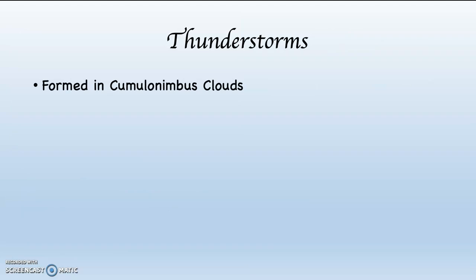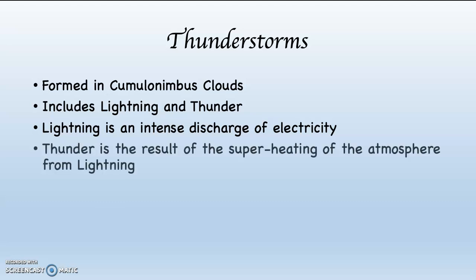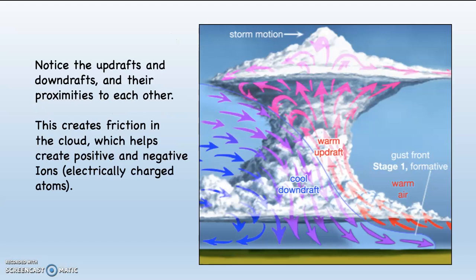Thunderstorms are formed in cumulonimbus clouds. They include lightning and thunder. You do not get thunder without lightning. You have to have lightning to have thunder. Lightning is just an intense discharge of electricity. It's a little bit like when you rub your feet on the carpet and go touch the doorknob and get an electrical shock. It's a very similar thing, only obviously significantly more electricity is involved in lightning. Thunder is the result of the superheating of the atmosphere from lightning, as we'll see.